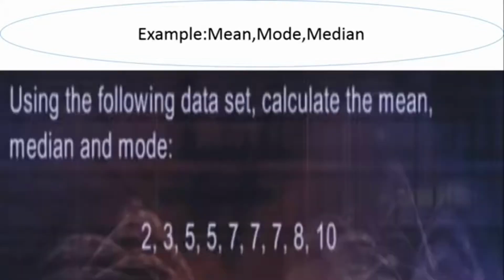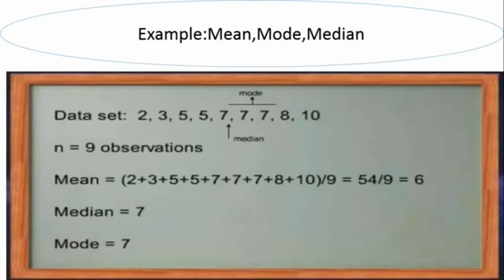So we can show an example in order to illustrate how to compute the mean, mode, and median using the following data set: calculate the mean, median, and mode. So we have a sequence of numbers: 2, 3, 5, 5, 7, 7, 7, 8, 10. We will show you how to compute the mean, mode, and median. So the data set is first of all ranked from the smallest to the largest number. We have 9 observations. The mean is simply the sum of all observations divided by the number of observations, which is equal to 6.